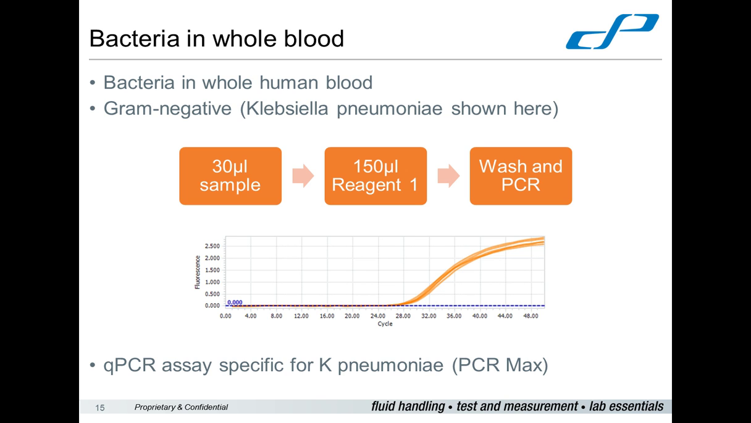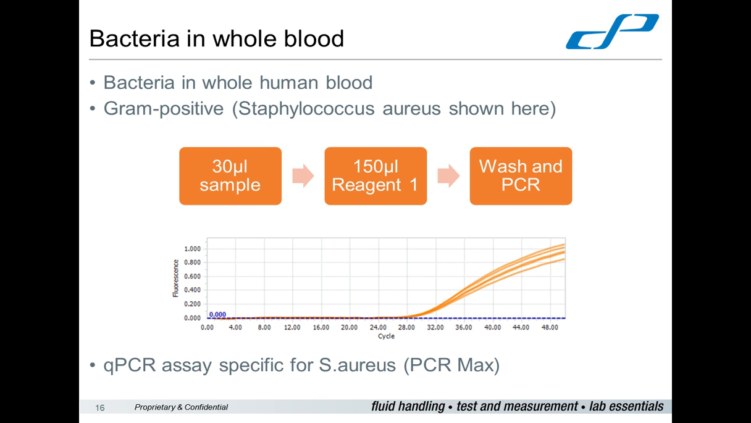So if I move on from gram-negative bacteria to an example of a gram-positive, which here is Staphylococcus aureus. Once again, we took cultured staph, or we picked a colony of staph and diluted that into reagent 1. And the exact same process happens again. You go from bacteria to PCR in a couple of minutes.